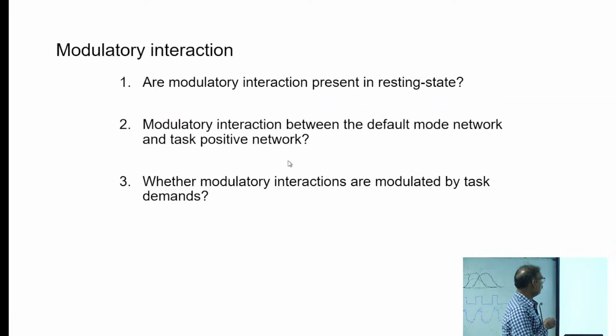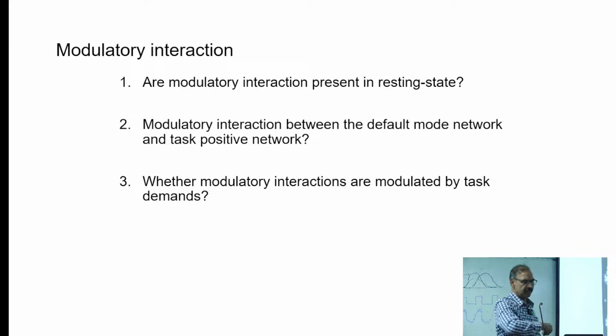So the question we ask is, are modulatory interactions present in resting state? That is, can one region affect the connection between two other regions? Second, is there any modulatory interaction between default mode and task positive network? And finally, whether modulatory interactions are modulated by task demand, right?